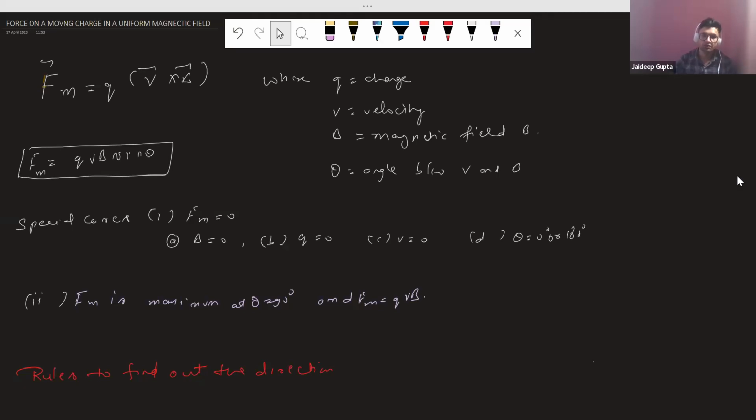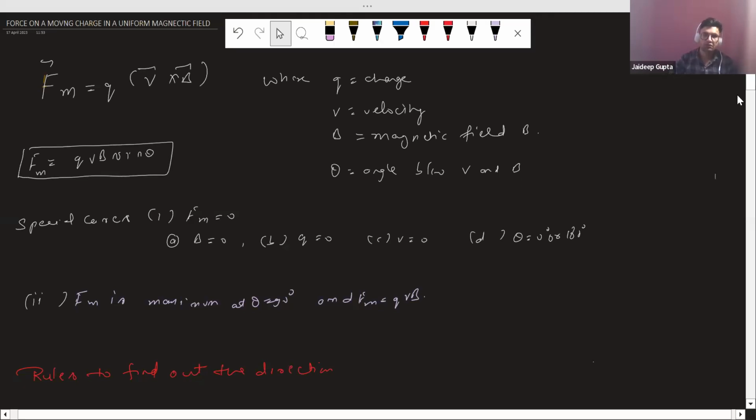Okay, we should start. In the last class, we discussed solenoid and the toroid. Fine, let's start with the force on a moving charge in magnetic field.